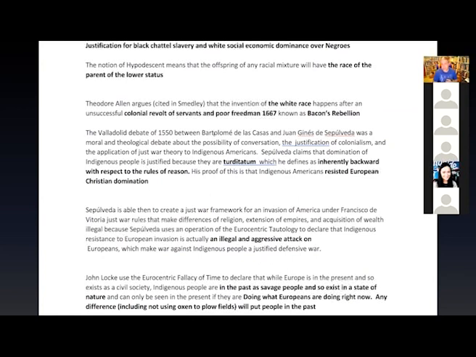So in this debate, some important concepts come out, right? You see some examples of the just war theory. You see some examples of the Eurocentric tautology. So Sepulveda claims, for example, he's the one that defends colonization as a right. Sepulveda claims that the domination of indigenous people is justified because they're tertitatum, right? That's the word that he uses. That's an important word just to remember. We had quizzes about it. It was also on the midterm.